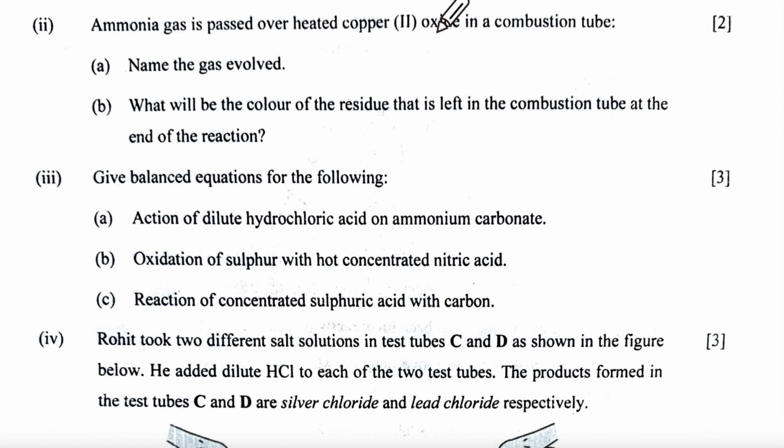Ammonia is passed over heated copper oxide in a combustion tube. Name the gas evolved. So ammonia and CuO. The gas evolved is going to be nitrogen. You can't write N2, you have to spell it out.